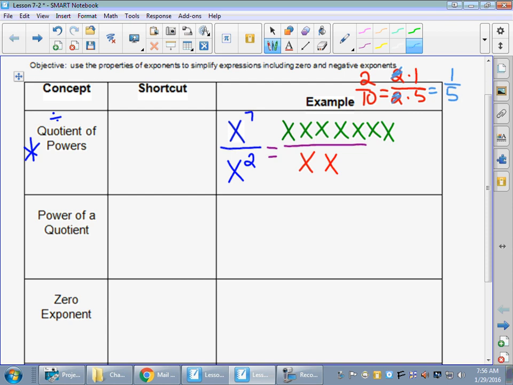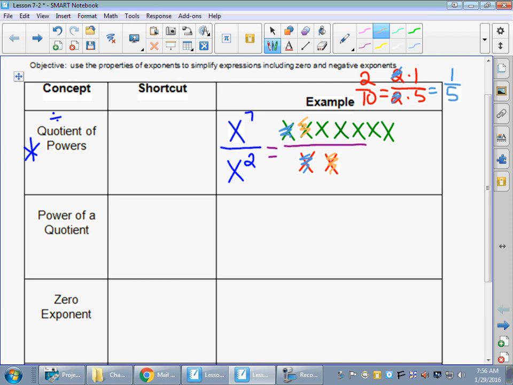Well, we can do the same thing with variables. So if I'm going to simplify this pair of x's with this pair of x's, I can also take this pair of x's with this pair of x's. I can only simplify a numerator and a denominator pair. They have to have a match to them. There are no pairs of x's left because there's none left in the denominator.